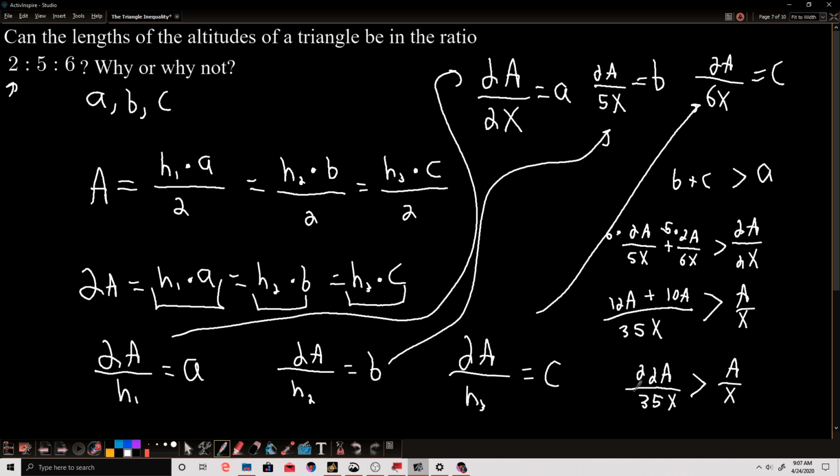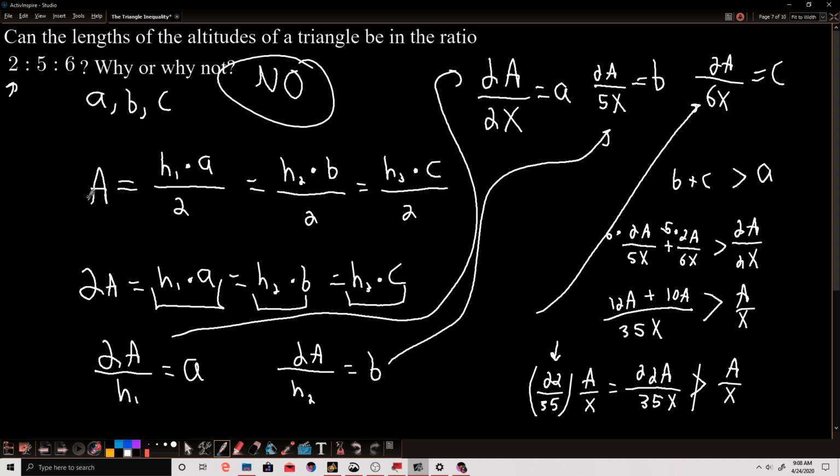Well, there is no possible way that this is true, because this fraction 22 over 35 is less than 1, and if you're multiplying by a number less than 1, it's decreasing the value. This is the same thing as 22 over 35 times a over x. That is certainly not greater than a over x. Again, because you're multiplying by this fraction 22 over 35, which would decrease the value of a over x. So, no, it is not possible for those altitudes to have that proportion at all.